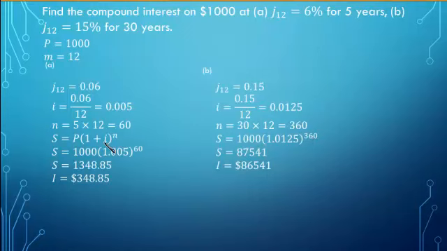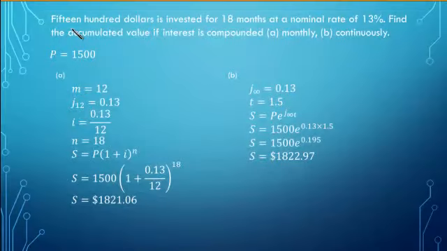Using this very same expression, the principal is 1,000, 1 plus 0.0125 raised to the 360 power. That gives us, using your calculator, $87,541. The interest then, subtracting 1,000, is $86,541.